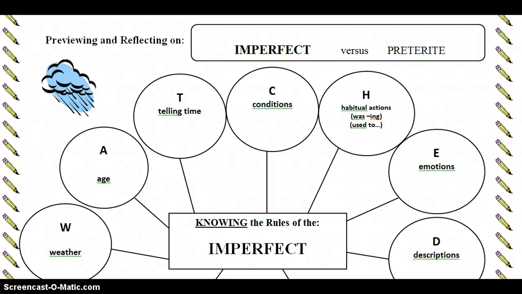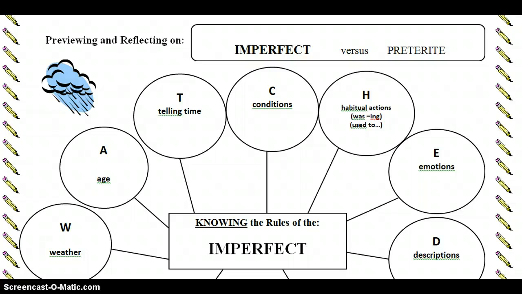Okay, so we've learned the imperfect and we've learned the preterite, but now we have to figure out when to use which one. So we're going to start with the imperfect. Go ahead and find your paper that says imperfect. Have something to write with so that we can begin.